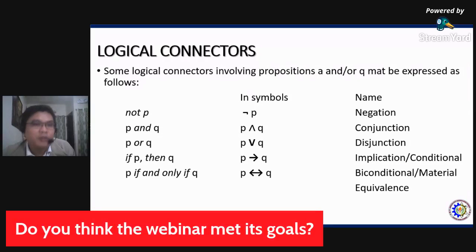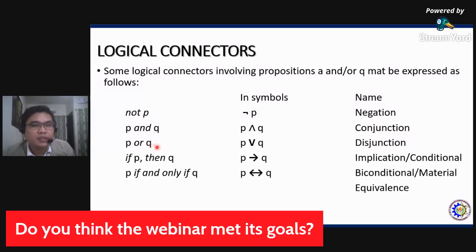The word not is called negation. That means you take the opposite of the truth value, so you put the not, and you call it negation. The symbol of it is this one, the negation symbol. The AND connector we call conjunction, and we use this conjunction symbol to denote it. That is read as P and Q.